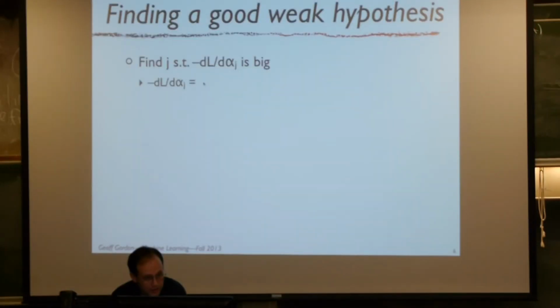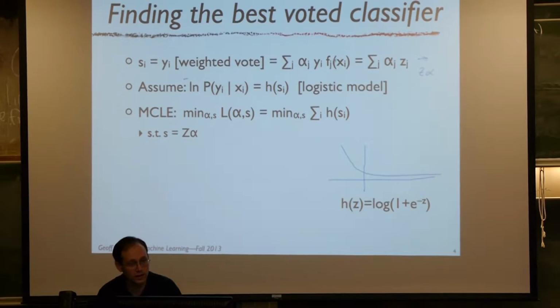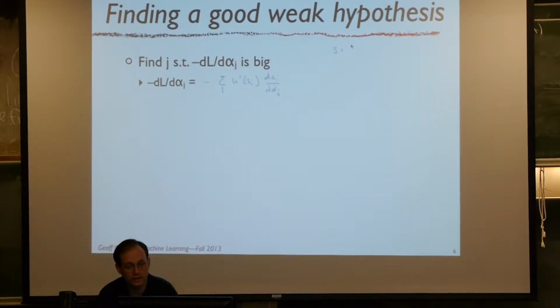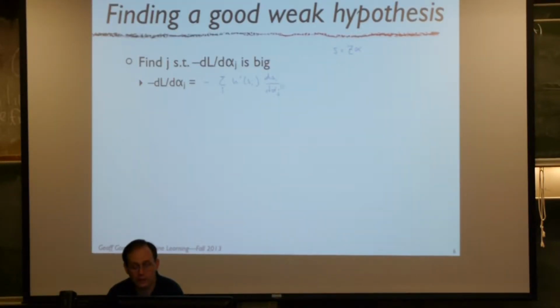So minus dL/d alpha_j is minus the sum over i of h prime of s_i, times the derivative of s_i with respect to alpha_j. And we had before that s was just equal to Z times alpha. And so the derivative of s_i with respect to alpha_j is just the ij element of this matrix. So this is equal to the sum over i of minus h prime of s_i times Z_ij. So let's take a look at this.